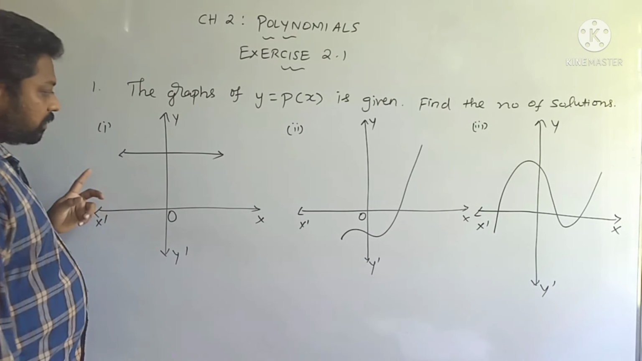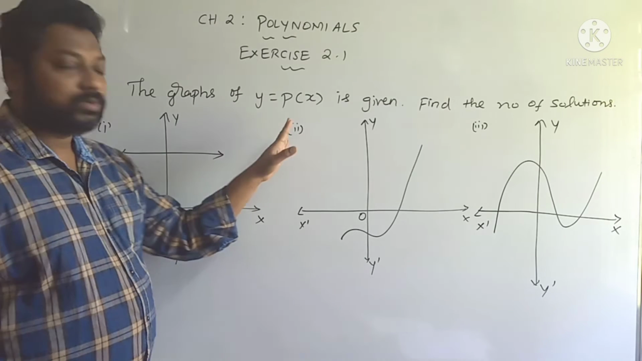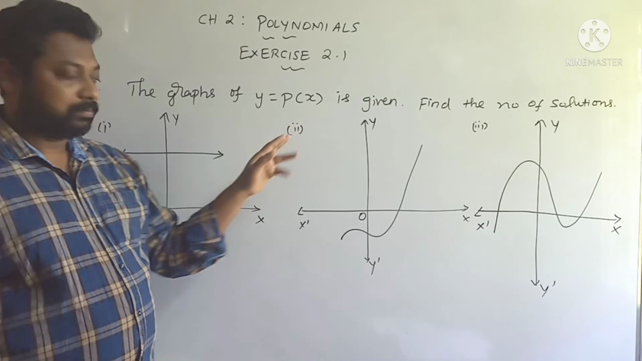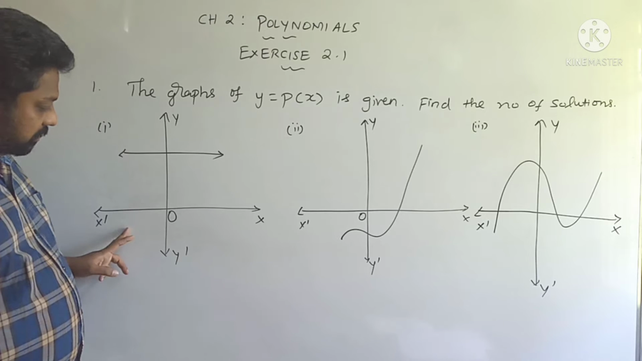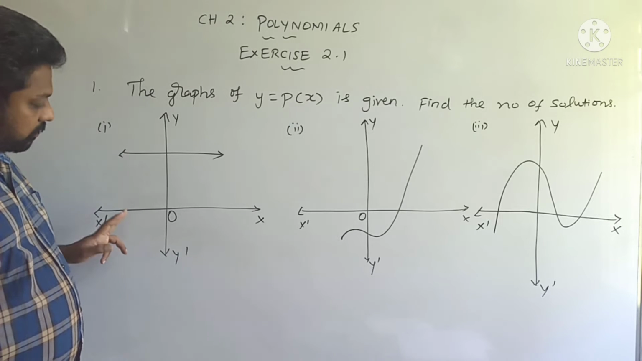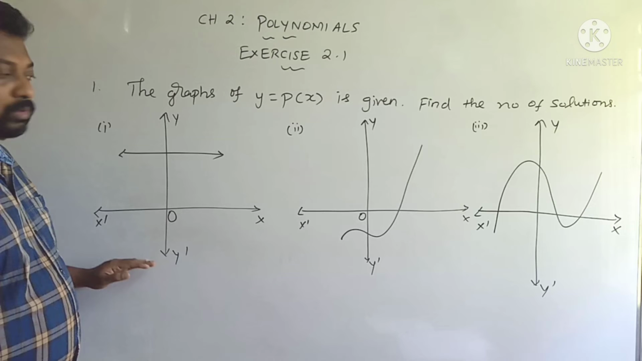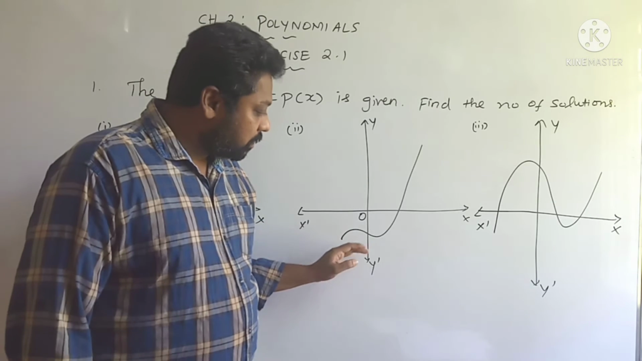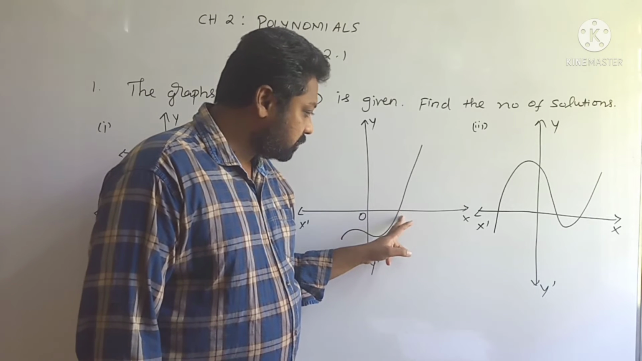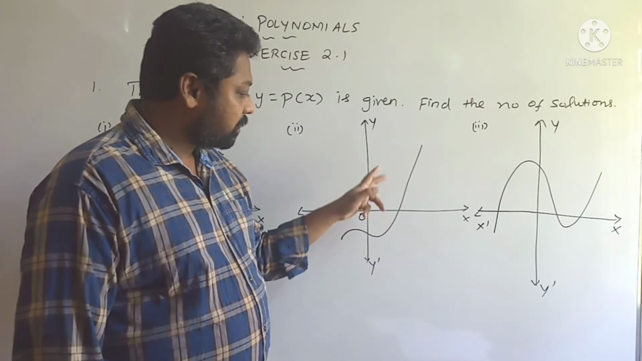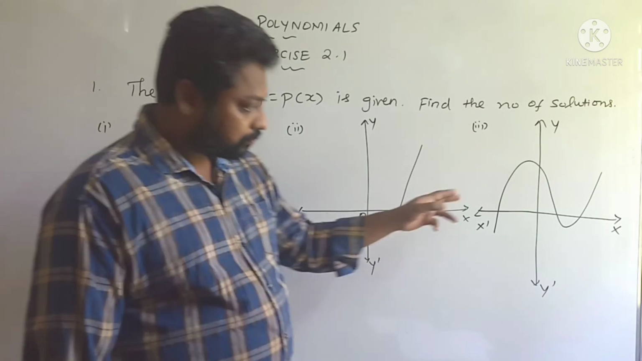Therefore, when the graph intersects x-axis, the polynomial will have a solution. See where the graph intersects the x-axis. So here the graph does not intersect the x-axis, therefore there is no solution. So here the graph intersects x-axis at only one point, therefore the graph has one solution.